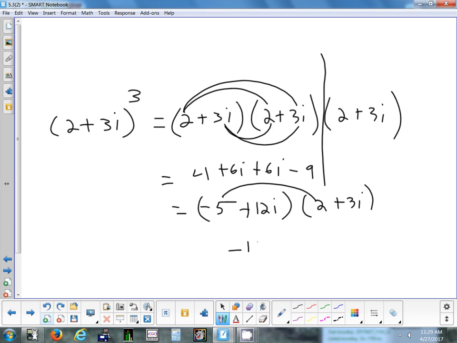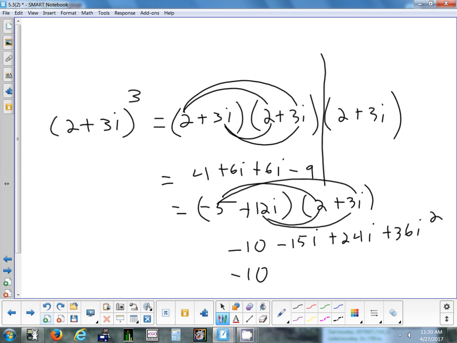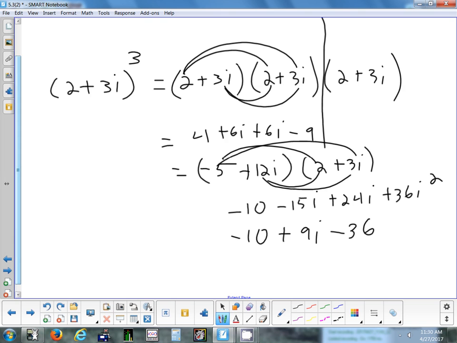So negative 5 times 2 is negative 10. Negative 5 times 3 is negative 15. 2 times 12 is 24. And what's 12i times 3i? 36i squared, which is negative 36. What's 24 minus 15? 9. So 9i, and Jamel just said this was negative 36. So my final answer, if I take 2 plus 3i and cube it, what's negative 10 minus 36? Negative 46.